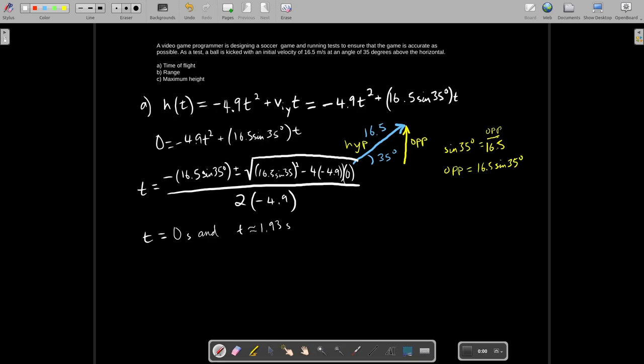Okay, so here's our answer. 0, obviously that's when it started, that's one of the roots, so we take the bigger one, we take the 1.93 seconds. So basically that's when it landed. Now in some projectile motion questions, yes, you'll get a negative answer for t. Don't subtract them or do anything like that, just take the larger number. So t is equal to 1.93 seconds. All right, now the next thing we have to do is find the range. So okay, let's find the range of this.